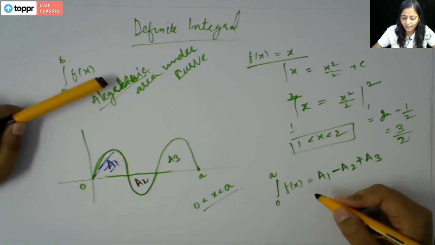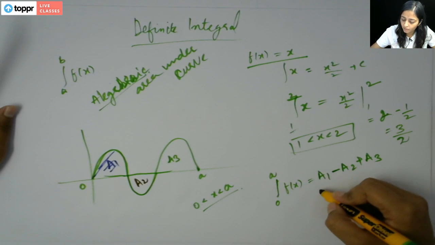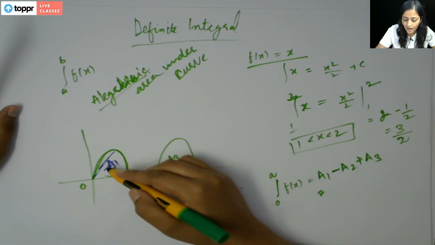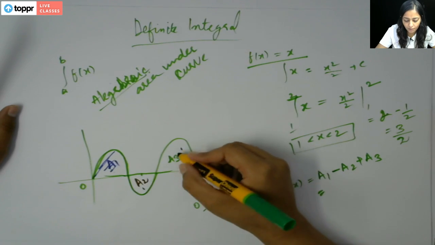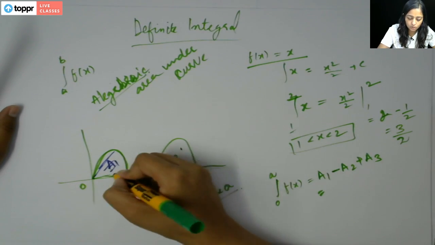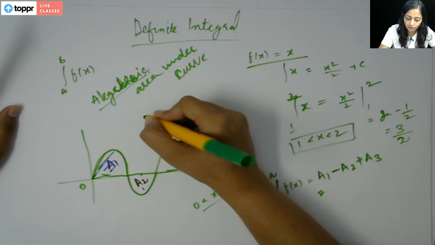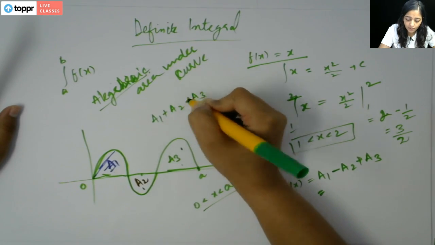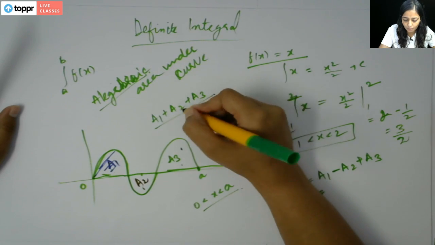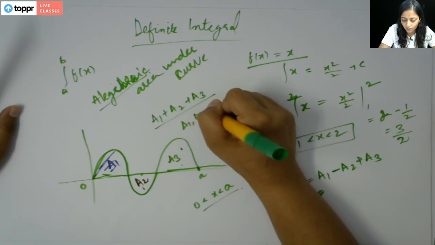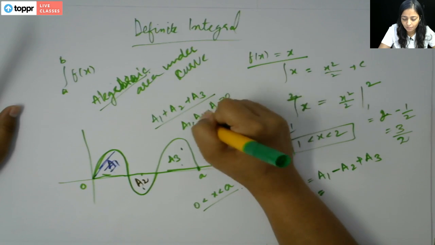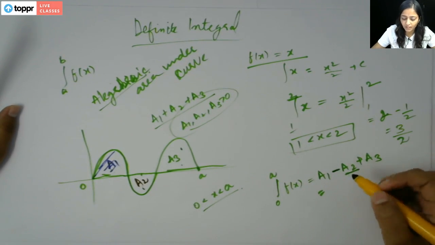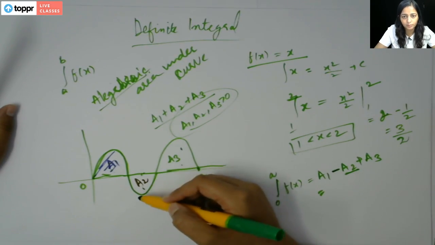So to find the algebraic sum of the area, we subtract the area which is below the x-axis and add the areas which are above the x-axis. So if I need to find the area under curve normally, then I would say it's a1 plus a2 plus a3. And always the area is positive, so a1, a2, a3 all should be greater than 0. But for the algebraic sum, a2 is positive, but we'll put a negative sign here to denote that the area is below the x-axis.